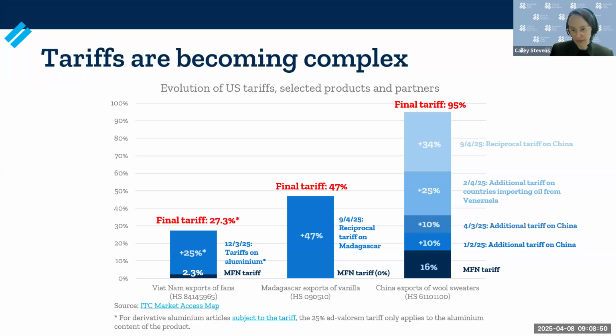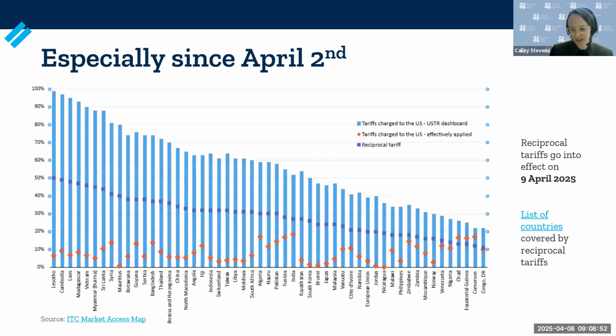Now, tariffs are becoming more complex, and many countries are facing these complex tariffs, especially since last Wednesday, when the US government announced these additional tariffs that hit most countries. So this is a chart of the countries that are facing these high reciprocal tariffs. These countries are the countries with which the US has the largest trade deficit. So that means the US is importing more from these countries than it is exporting to those countries.